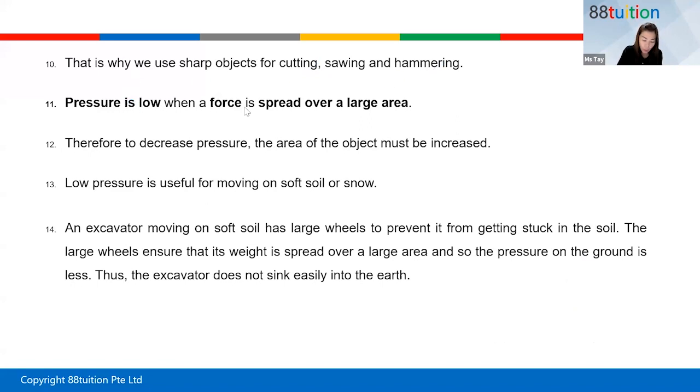Pressure is very low when the force is spread over a large area. This can be easily determined also by some calculation. So to decrease the pressure, the area of the object must be increased. Now, low pressure is useful for moving on soft soil or snow, even for quicksand. Let's say you are in an area where there is quicksand. If you are standing upright, it's very easy for you to go in. But if you are lying down, the time taken for you to move into the quicksand will actually be longer.